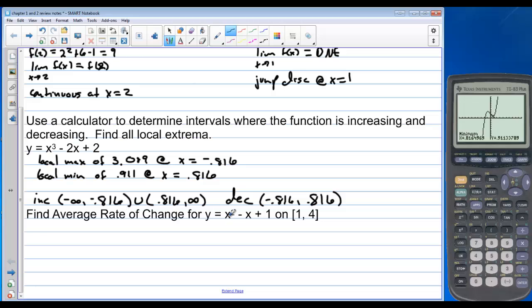Find average rate of change for this function on 1 to 4. We need f of 4 minus f of 1 all over 4 minus 1. This is average rate of change. Let's plug 4 in. We get 16 minus 4 plus 1, and then minus f of 1, which is 1 minus 1 plus 1. And that's all over 3. So we have 12 plus 1, that's 13, minus 1, that's 12 over 3. So the average rate of change is 4.